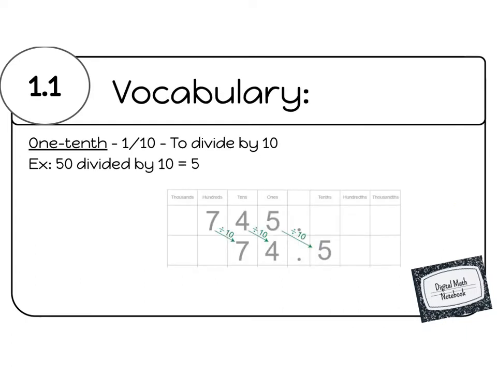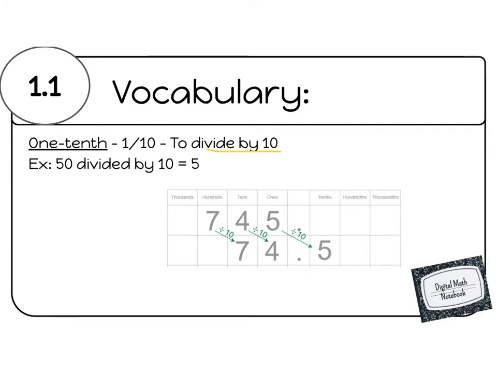Today's lesson has one vocabulary word. The word is 1/10. We can write this as a fraction, 1/10, or we can write it in a word, one-tenth. We are going to talk about 1/10 of something when we divide. It means to divide by 10. So for example, 50 divided by 10 is 5. So 1/10 of 50 is 5.